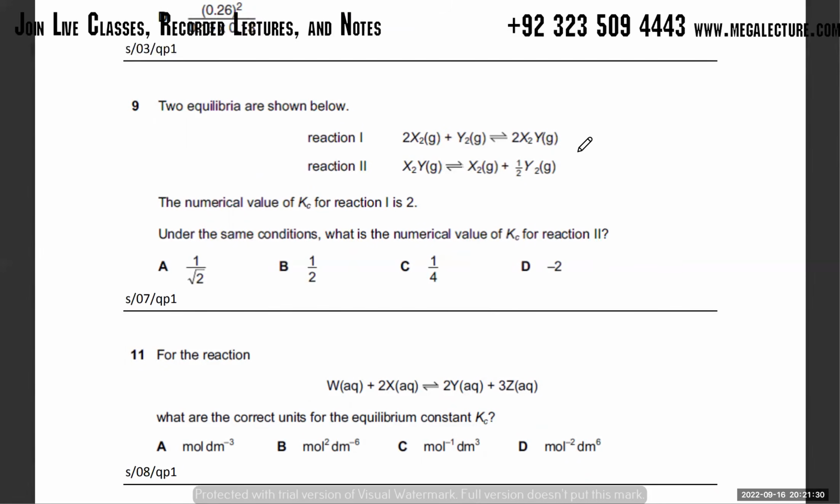They're exactly the same reaction. If you look carefully, there's x2y, there's x2y. This x2y is in equilibrium with x2 and y2. This x2y is in equilibrium with x2 and y2. The only thing is that it's been balanced differently.